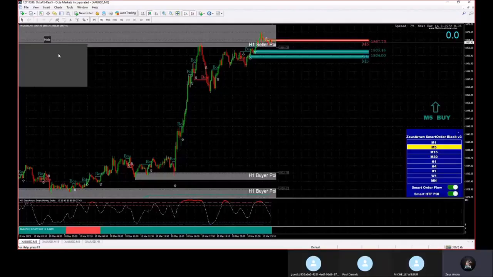Those who are not able to join now can use it for later. Okay, so what we're going to do is make sure that the setup looks the same.